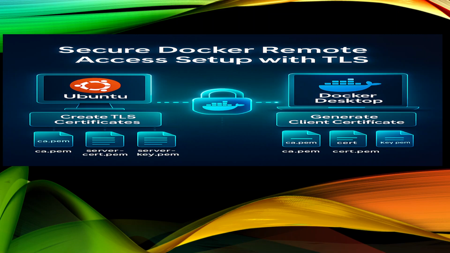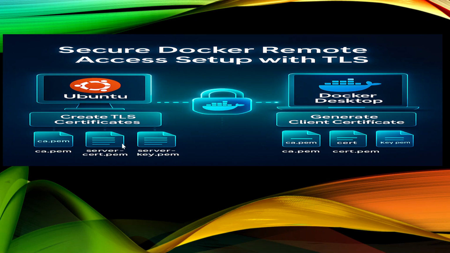In this session, I will walk through how to securely access a Docker daemon running on an Ubuntu virtual machine from a remote system, in my case from my Windows laptop, using transport layer security. This process is important because by default the Docker remote API is not secure, and if exposed carelessly, anyone could access and control your containers.